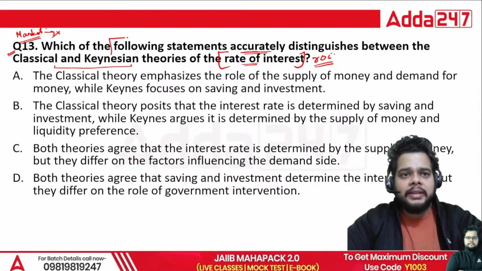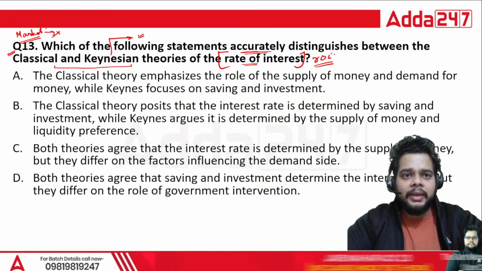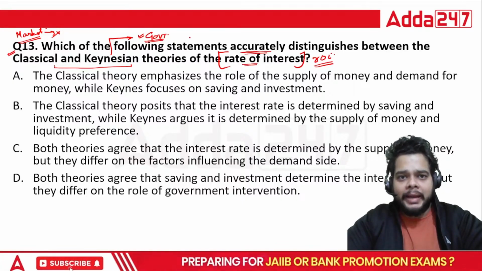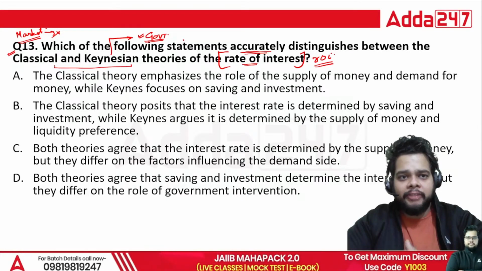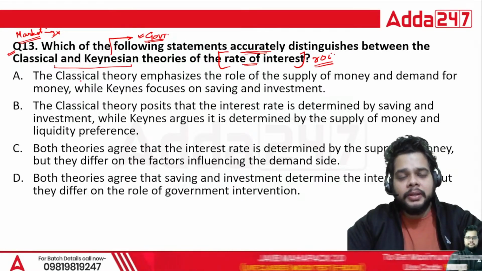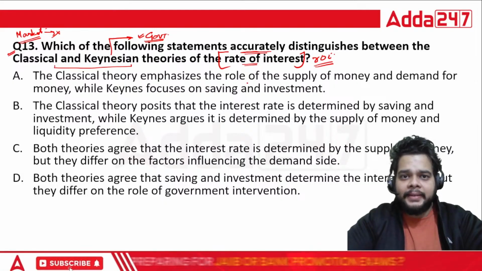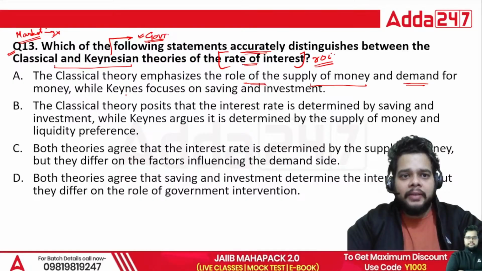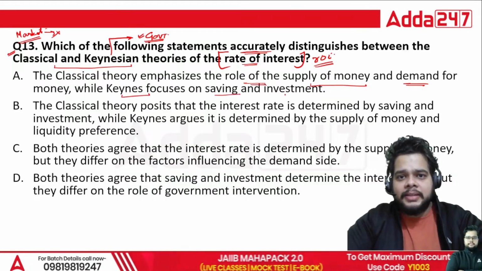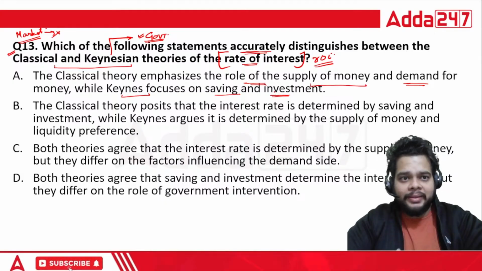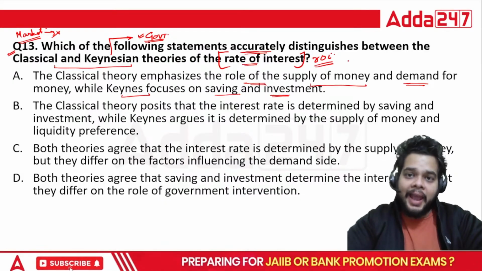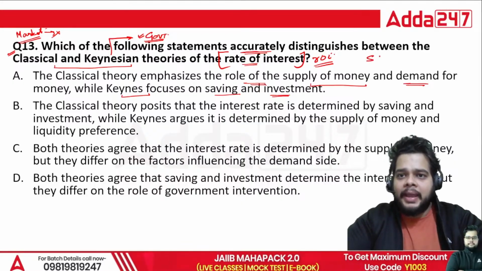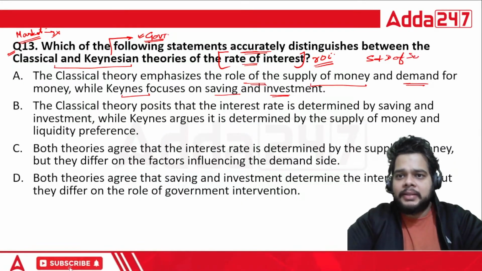Keynes, on the other hand, JM Keynes will come and say that we need government intervention for having stability in the price market. What is the exact difference? Let's try to decipher from these four options. The classical theory emphasizes the role of supply of money and demand for money, while Keynes focuses on saving and investment. Whether this is right or not, because in the classical theory we have seen that they only emphasize the supply and demand of savings, right?